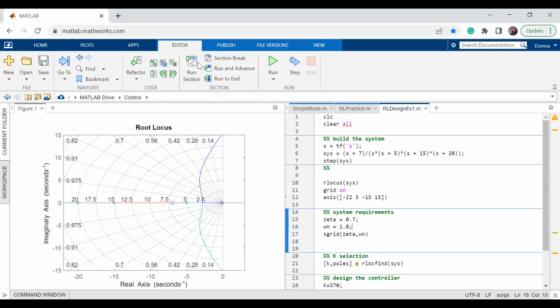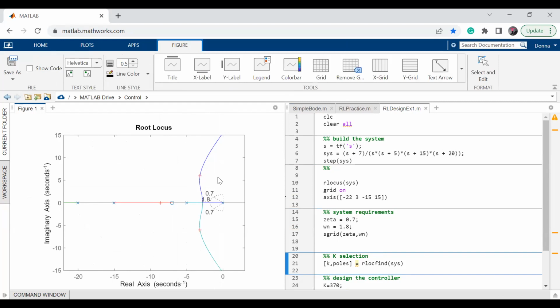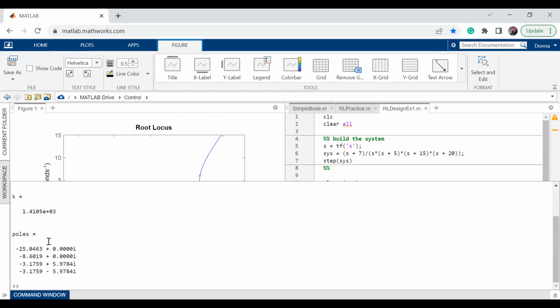Now run this section. All right, great. So we have our Bode plot and we have our zeta and omega. Now run this section. Now let's choose something. Say around here. So K equal to this value gives me this pole.